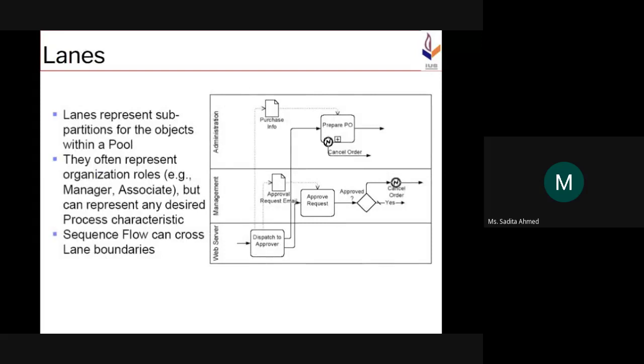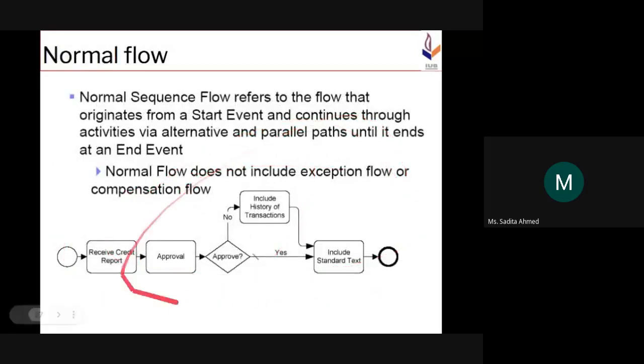So here, this is a normal flow. How do we know that this is a normal flow? Because there were no interrupts or exceptions that took place. See, this is a start event. Then a sequence flow connects to a task or an activity and so on. And then here we come across a data-based exclusive gateway. And then we have this, and both paths merge here.